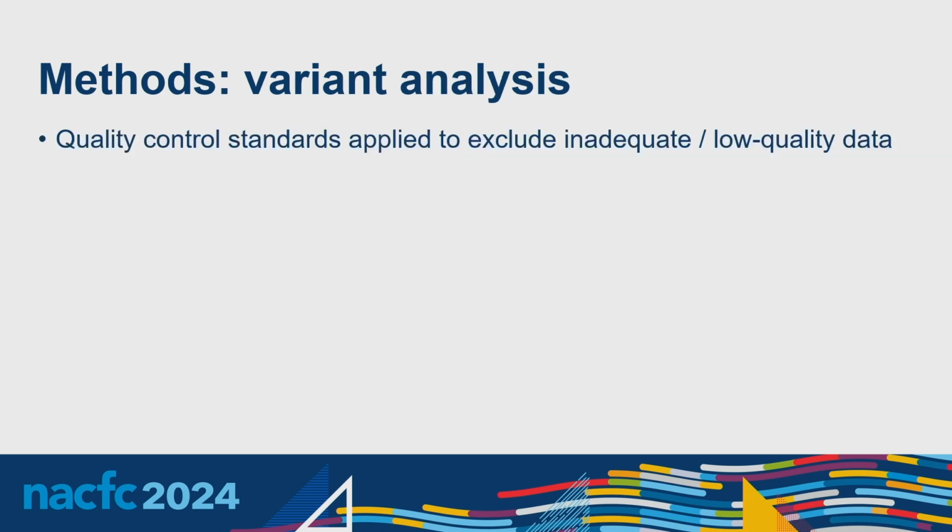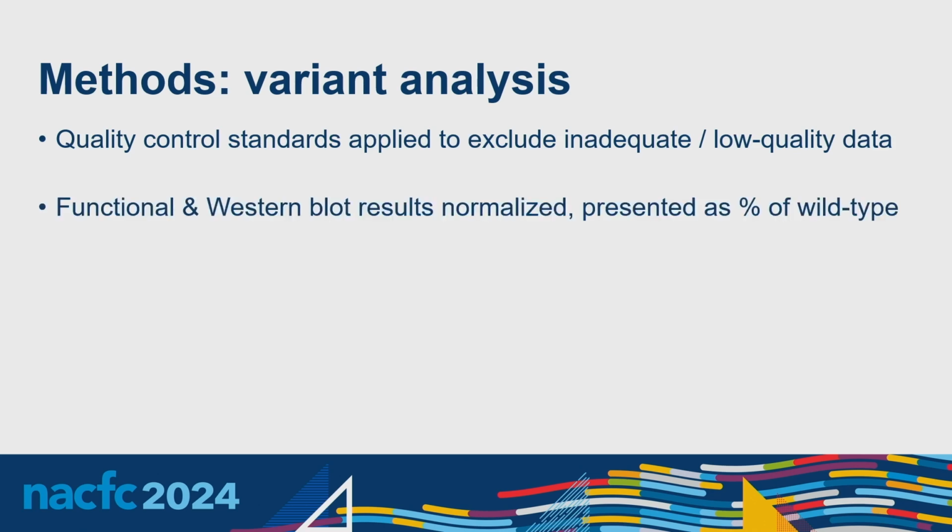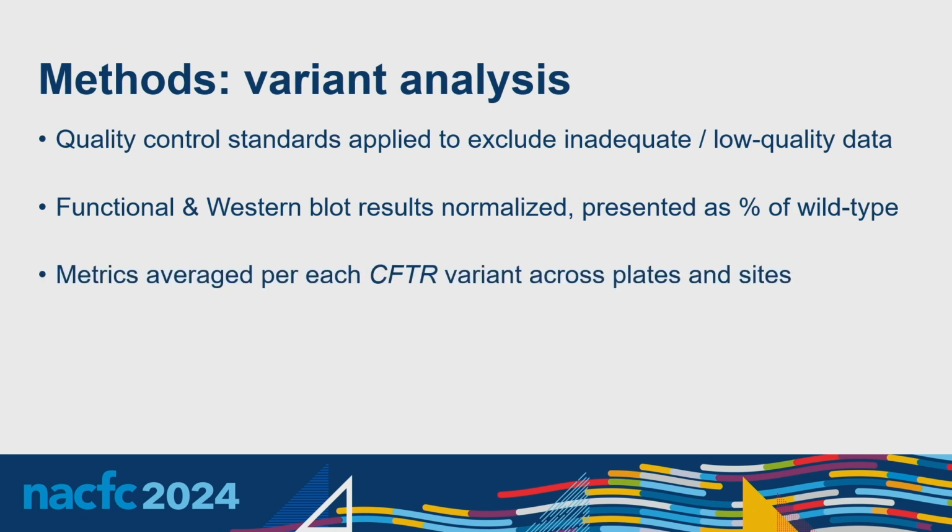The analysis included quality control standards. You got to exclude data that doesn't meet quality control standards. And then all of the data from the functional testing and the Western blots was normalized so that we could present this as a % of wild type. For CFTR2 purposes, typically % function of 10% or less is what we consider CF causing variants. So we want to see these in a % of wild type form. Metrics were averaged across all of the plates and sites, and there was a lot of fancy math. There's a lot of error bars and things like that that went into this.